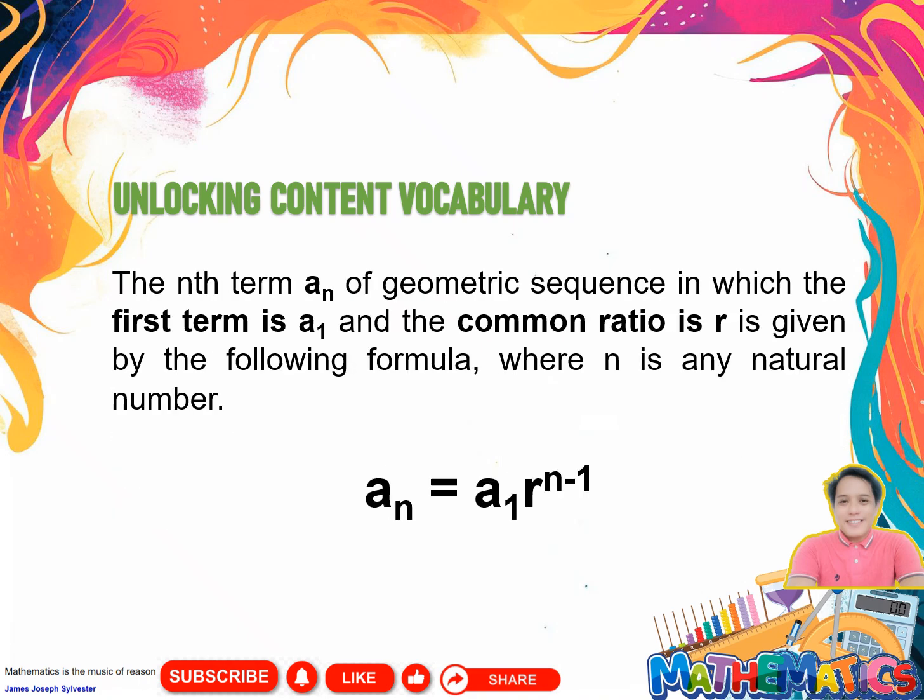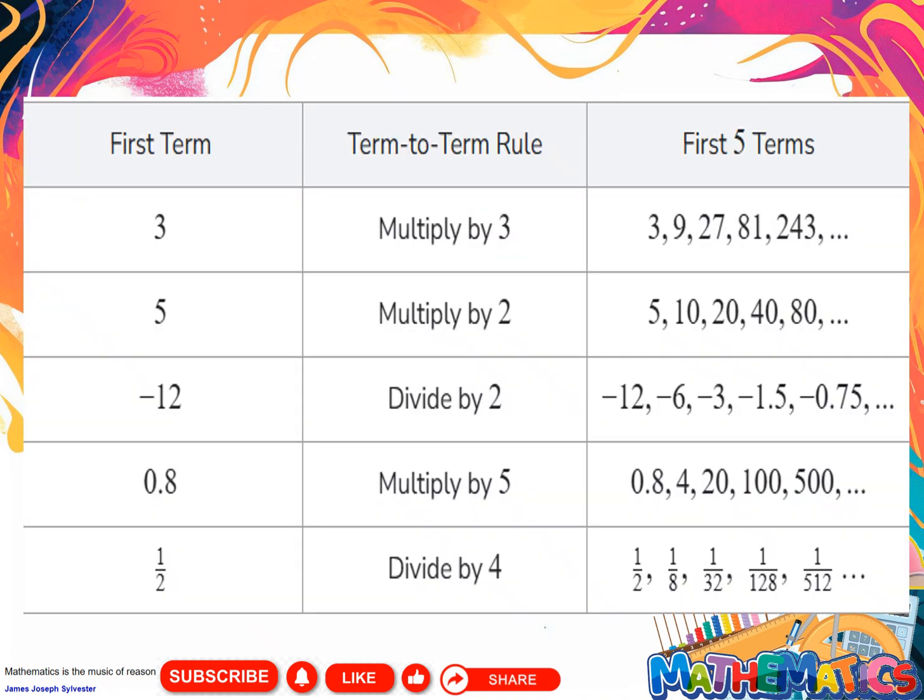The nth term a sub n of a geometric sequence in which the first term is a sub 1 and the common ratio is represented by r is given by the following formula, where n is any natural number. That's why we have the formula a sub n is equal to a sub 1 times r raised to the n minus 1. We have the following first five terms. So these are examples of how to apply the geometric sequence using the term to term rule.